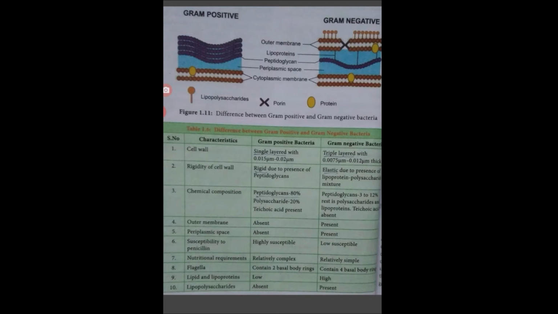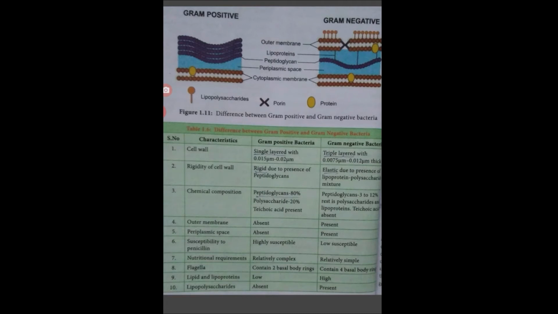Come to the chemical composition of the bacteria. In gram-positive bacteria, the chemical composition in the cell wall is peptidoglycan 80%, polysaccharide 20%, and teichoic acid also present along with peptidoglycan and polysaccharide. In gram-negative bacteria, peptidoglycan is 3 to 12%. The rest is polysaccharides and lipoproteins. Teichoic acid is absent here.